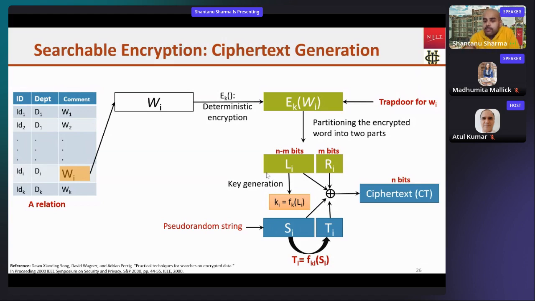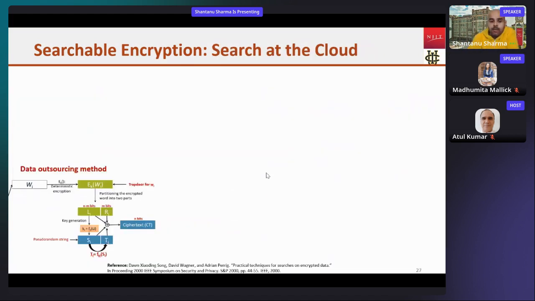Next step is to perform XOR over the n minus m bits of Li and the n minus m bits of Si. Bit by bit, we are performing the XOR operation, and the same thing we perform over the m bits of Ri and ti. And this is the value that we will get, n bits. This will behave as a ciphertext that we will outsource to the cloud. So the left hand part that you are seeing is very small. This is the processing we did when we were outsourcing our data to the cloud. We generated the data by applying some function, and finally the XOR operation.